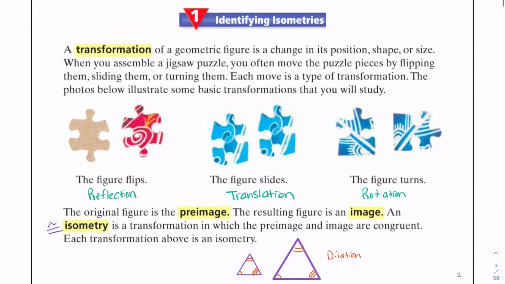Okay, so here, think about a jigsaw puzzle. When you assemble a jigsaw puzzle, you often move the pieces around by flipping them, sliding them, or turning them. Each move is a type of transformation. The photos below illustrate this. So here you have a reflection. Again, the shape and size are the same, but its position is a little bit different. It's been flipped. A translation is when you slide a puzzle piece somewhere, and a rotation is when you spin it. So it's the same piece, but it's being spun, flipped, or slid.